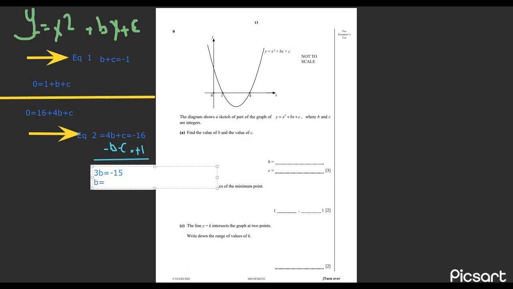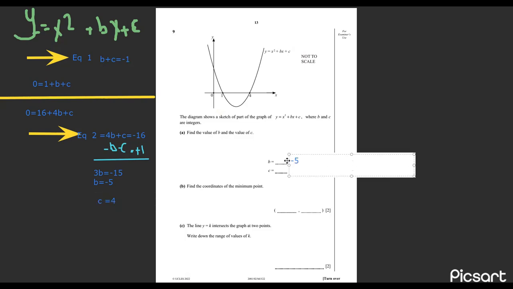By substituting the b with -5 here, in b plus c equals -1, we have b is -5, plus c equals -1. So the c here equals 4. Final answer: this is -5 and this is 4.